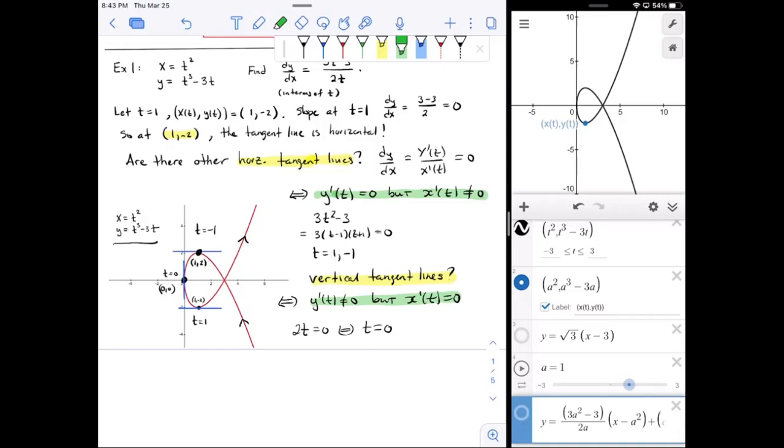Having said that, I should put some quotation marks around this if and only if, because it's possible that you could have a horizontal or vertical tangent line at a point where both x prime and y prime were 0. So to make this video factually correct, I shouldn't say that those things are if and only if, but I can say that if y prime is 0 and x prime isn't, then you have a horizontal tangent line. If y prime isn't 0 and x prime is, then you have a vertical tangent line.